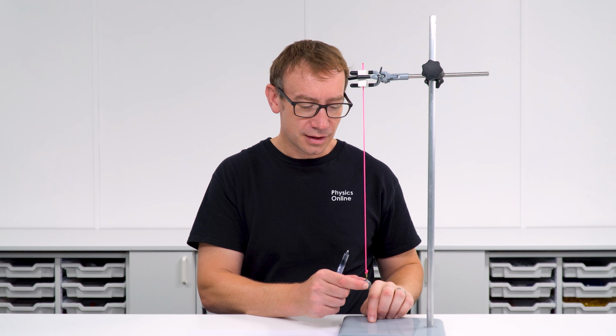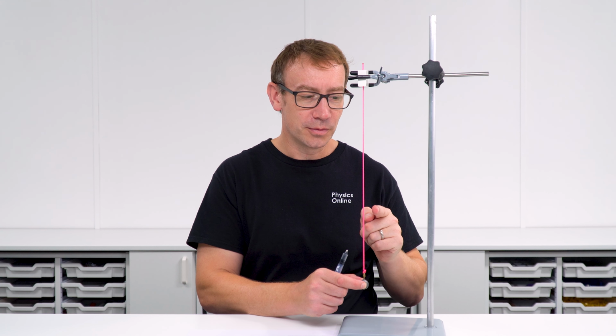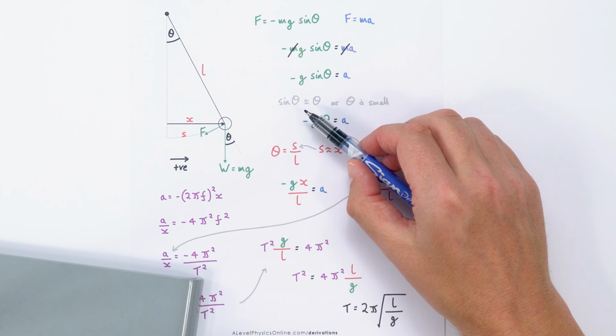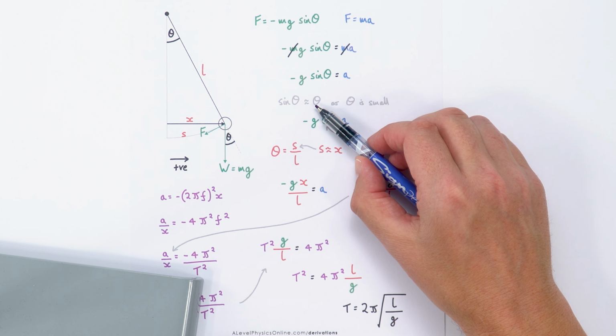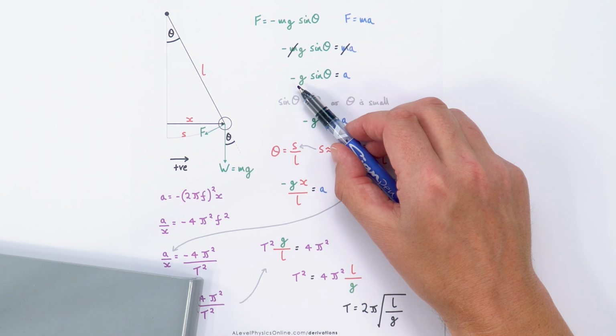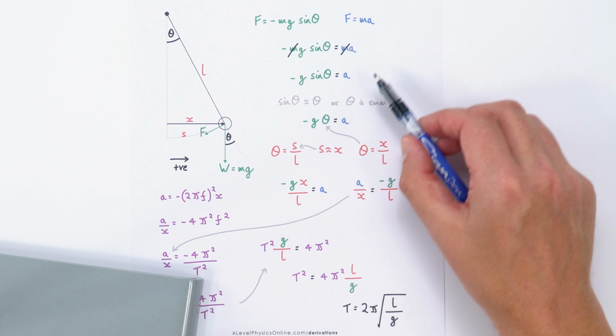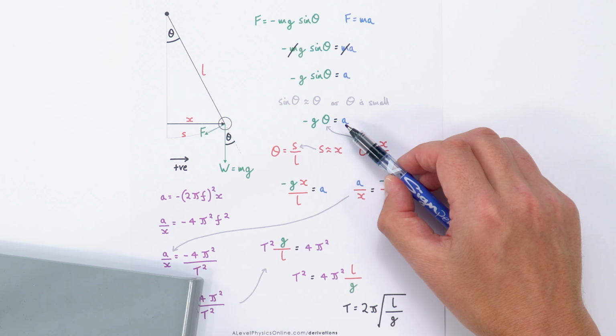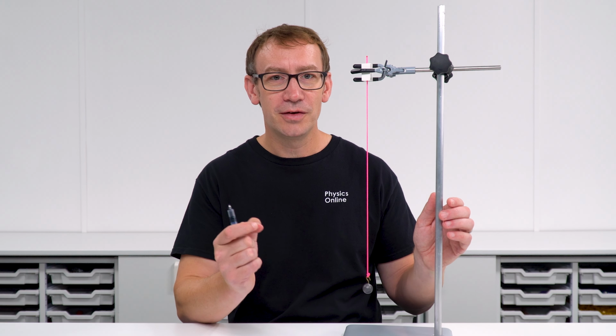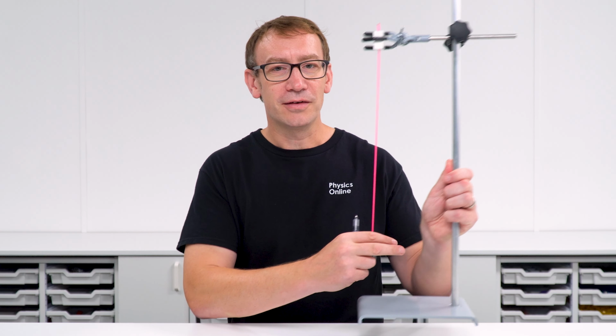And provided the angle that it's moved away is very small from the vertical, provided theta is small, we can then say that because sine theta is approximately equal to theta, this term here, minus g sine theta equals a, can simplify to minus g theta equals a. So that is using the small angle approximation, and it's something you need to be aware of if you're actually going to derive the time period for a simple pendulum. So there we go, just a bit more physics knowledge to help you as you go through your A-level physics course.